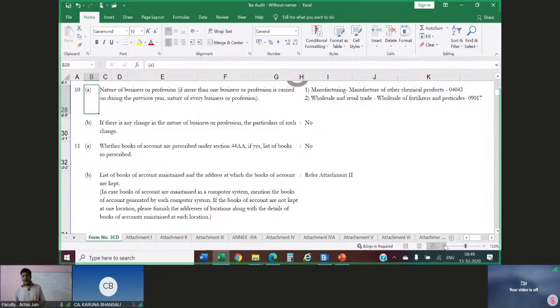And in case there's any change in the business or profession during the year, then that fact will have to be specified. Now, as an auditor, this aspect will have to be verified in two forms. One, the auditor will have to check whether this particular code or the business or this subline which talks about manufacturing of other chemical products has been selected appropriately or not. Number one, this has to be checked by the auditor on the basis of his knowledge of the business of the client.